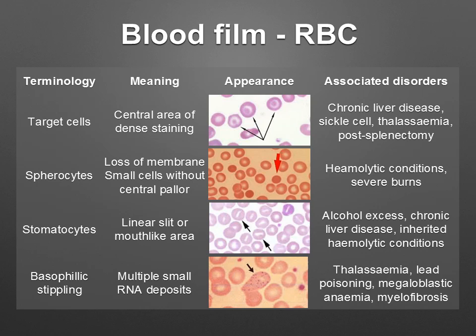inherited hemolytic conditions. And the last one from the red blood cell blood film, looking at the basophilic stippling, that's where you have these multiple small RNA deposits, and you get this speckled appearance, and that's seen with things like thalassemia or lead poisoning, as well as megaloblastic anemia and myelofibrosis.